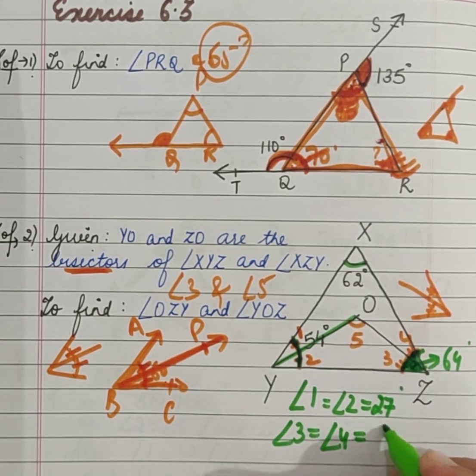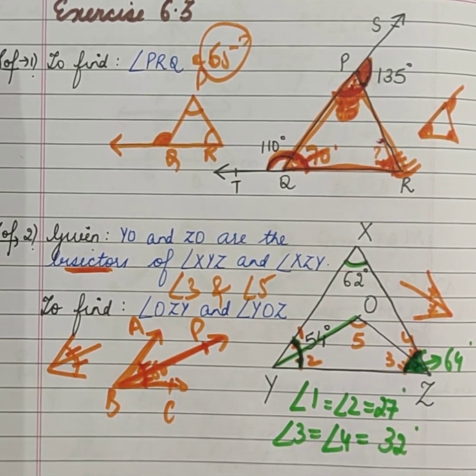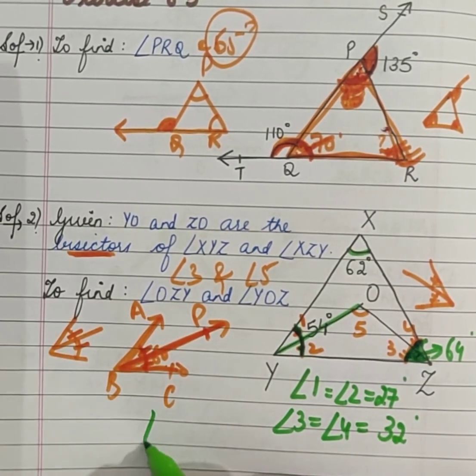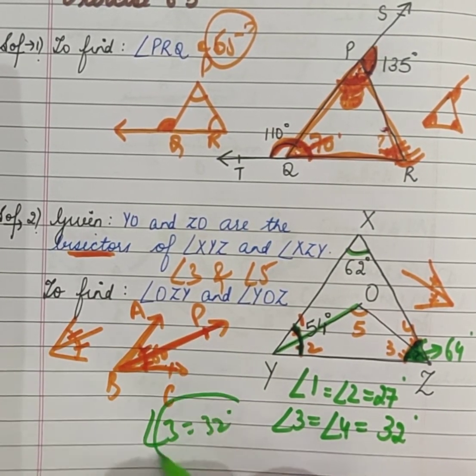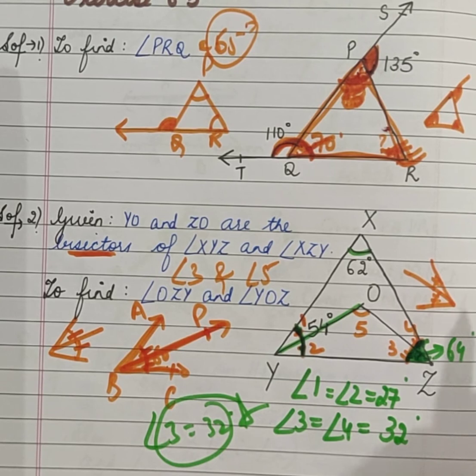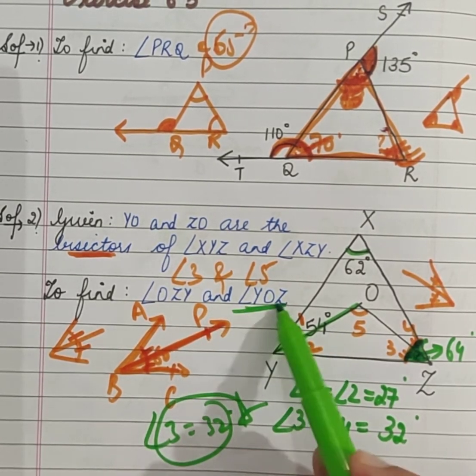So half of 64 means 32 degrees. So angle 3 has turned out to be 32 degrees. This is one of the answers, one of the solutions. Now we are supposed to find angle YOZ.